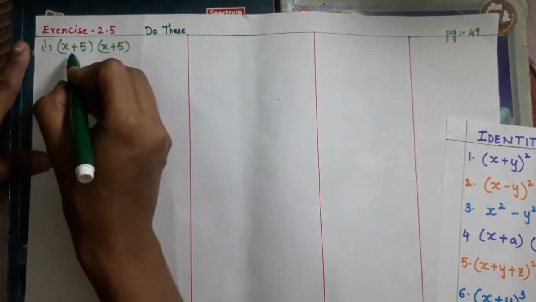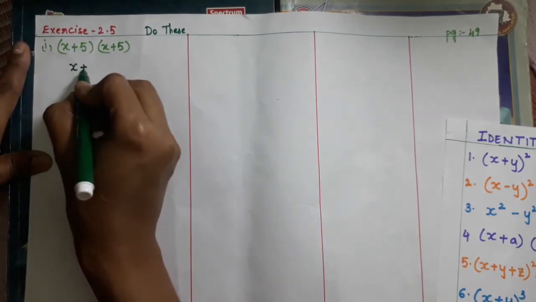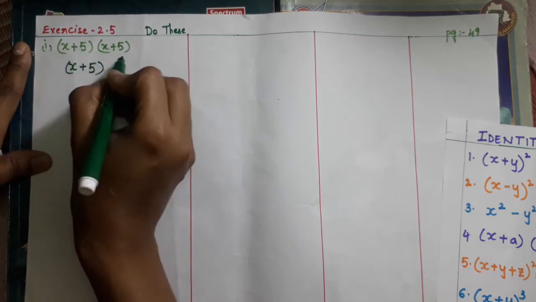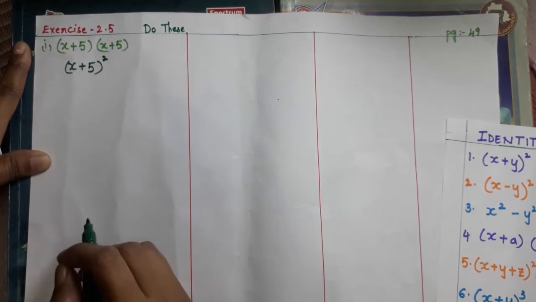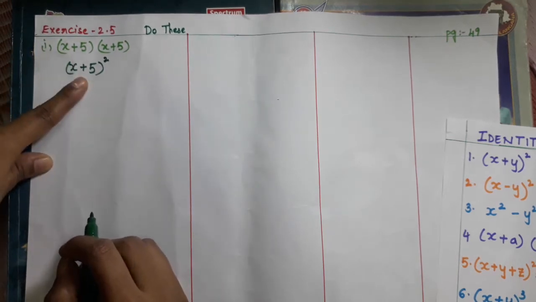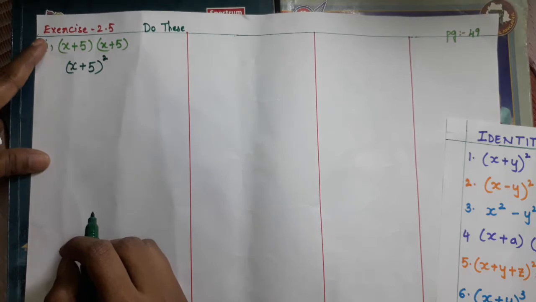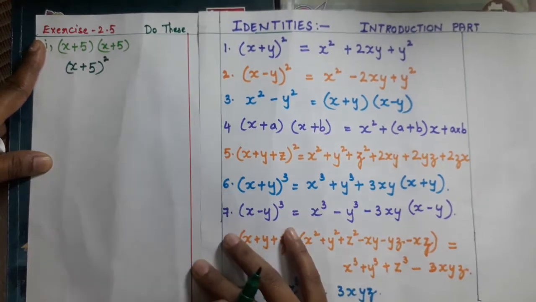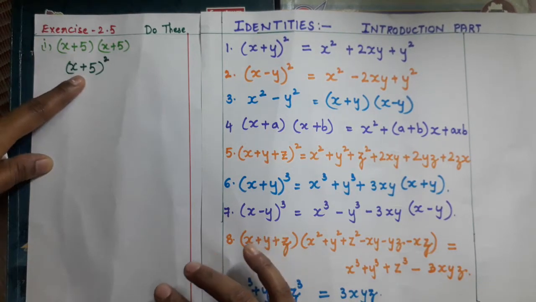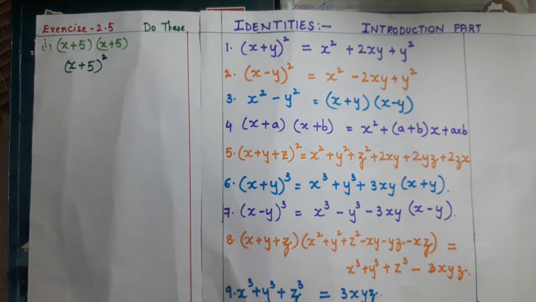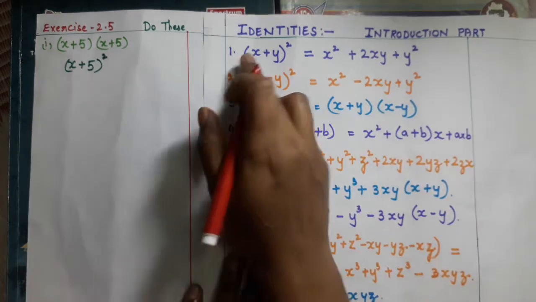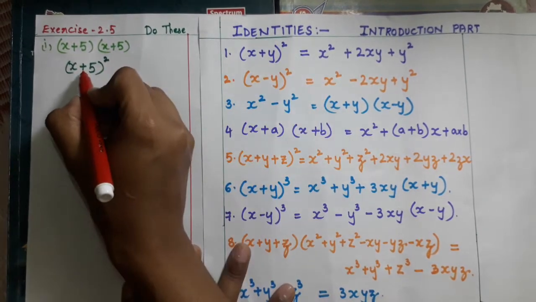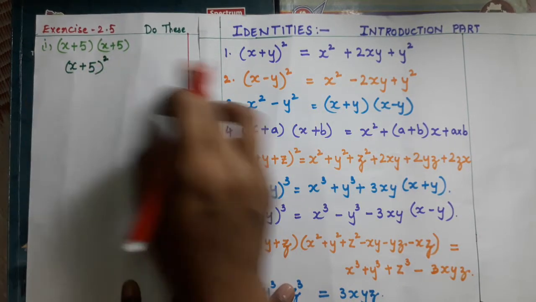Here children, (x + 5)(x + 5) is nothing but (x + 5) whole square, because the same x plus 5 is there, so we can write (x + 5) whole square, as you all know we have done in our 8th class. Yes or no? Now from these identities, which identity is related to this example? Here the first one, because see here, in (x + y) whole square, plus is there and whole square is there. Here also plus is there and whole square is there. So we have to take this identity.